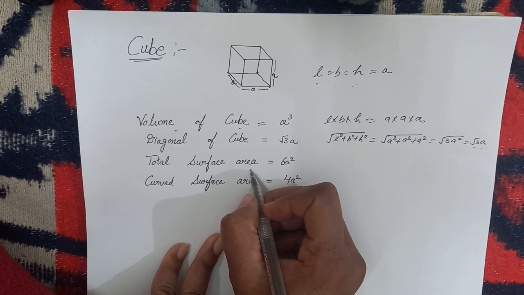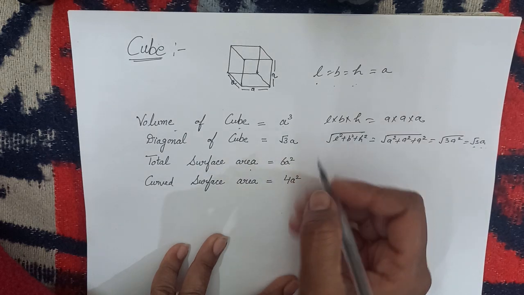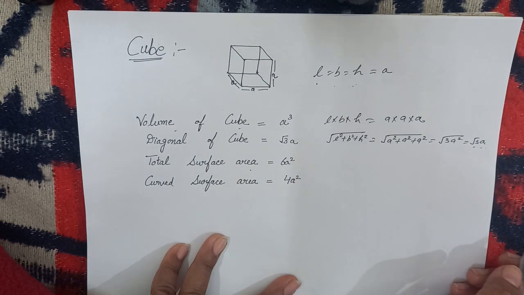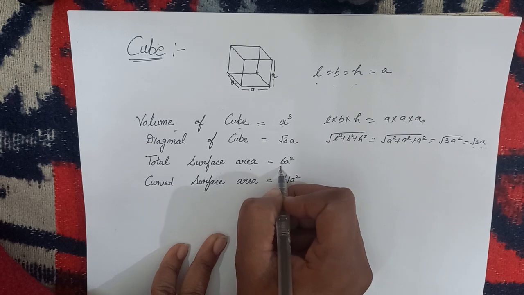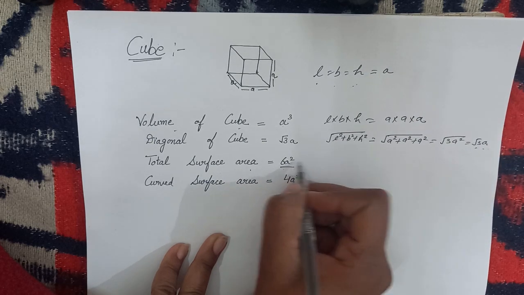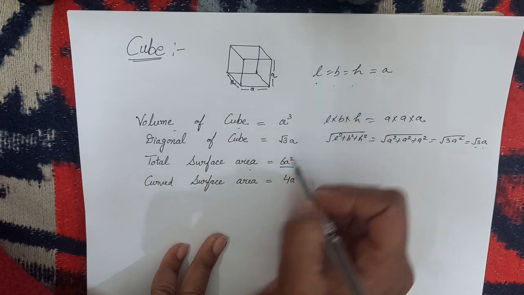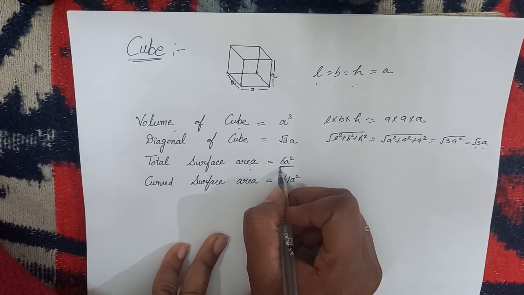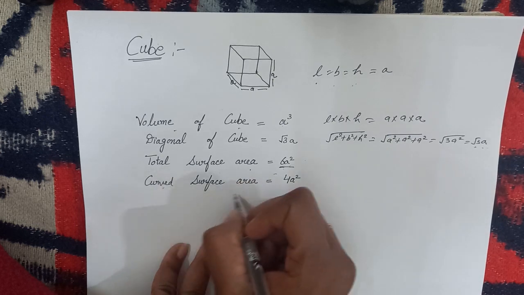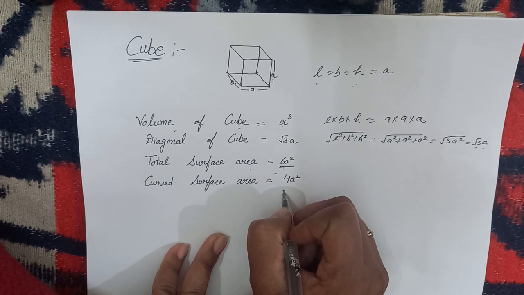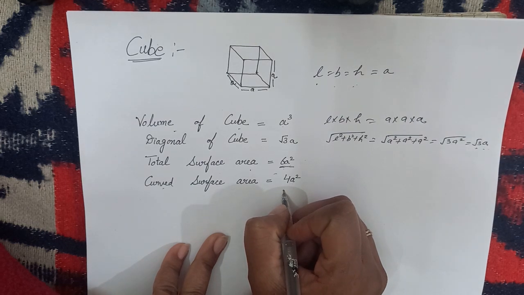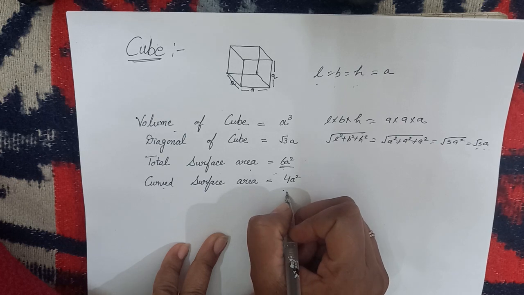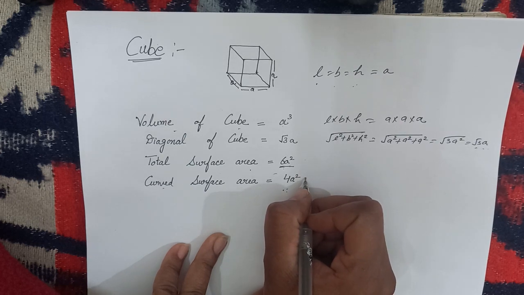Now the total surface area, same as if we fill the values of length, breadth and height as A, we will get the area 6A square, because we have 6 faces of a cube. So in the total surface area, we will say it's 6A square. But in the curved surface area, we do not count the upper face and the lower face, so there are just the 4 walls area there. So that's the reason we will multiply it with 4 and we will get 4A square.